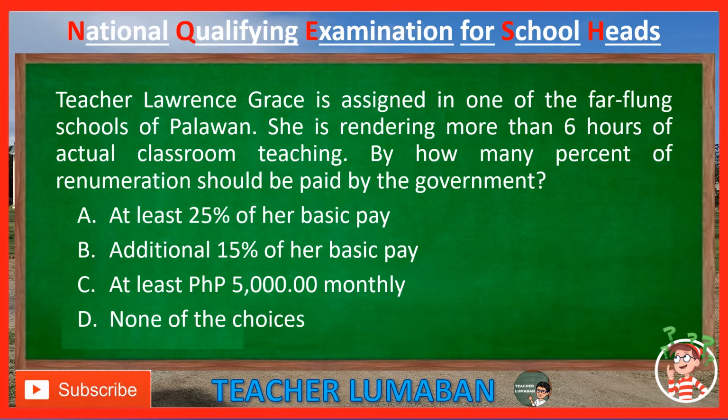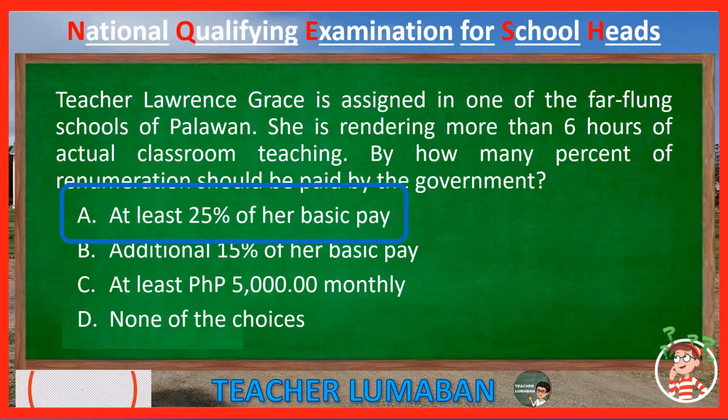Choose the suitable answer based on the given choices in 5 seconds. 5. 4. 3. 2. 1. The correct answer is letter A. At least 25% of her basic pay. Teacher Lawrence Grace is assigned in one of the far-flung schools of Palawan. She is rendering more than 6 hours of actual classroom teaching. The percent of remuneration that should be paid by the government is at least 25% of her basic pay.